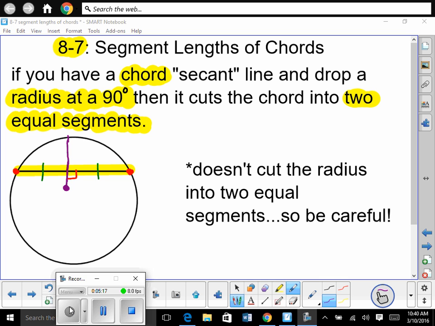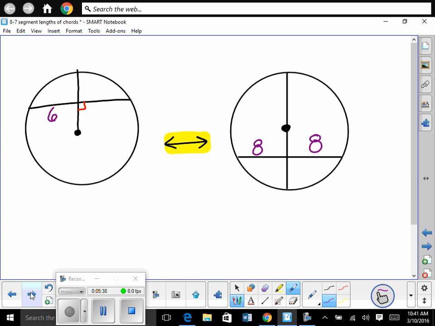Okay. Now also one fact for you. As long as the radius was dropped at a 90-degree angle, it will cut the chord into 2 equal segments. Also, it's actually going to cut this arc and this full arc into 2 equal segments. So this arc is 25 degrees. What arc is this? 25. Are we all good with that? Yeah. Okay, sweet.